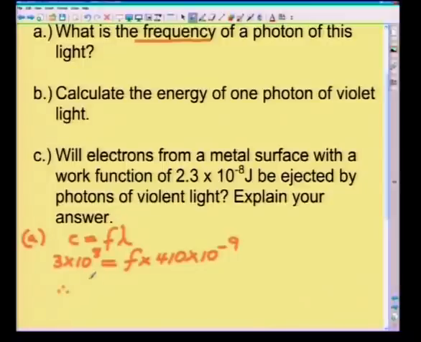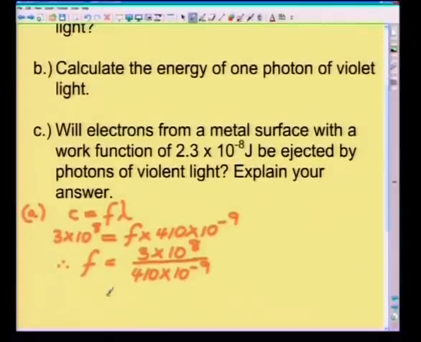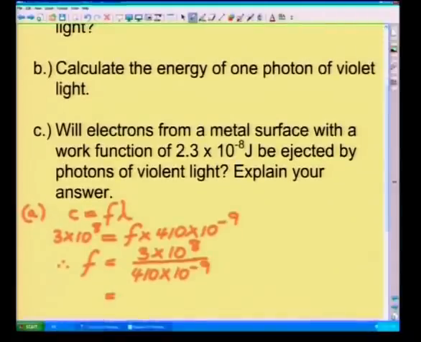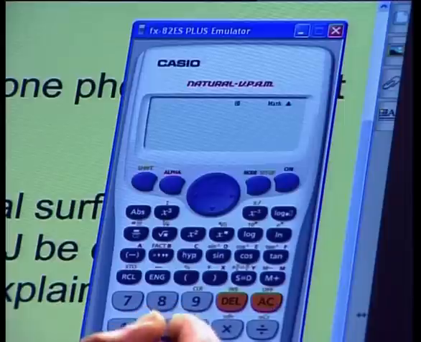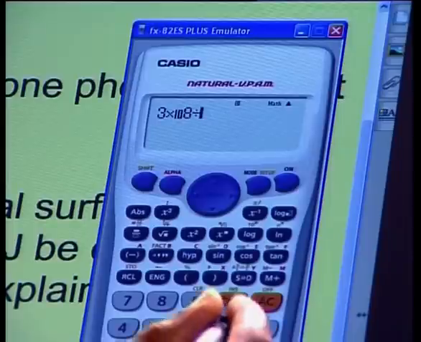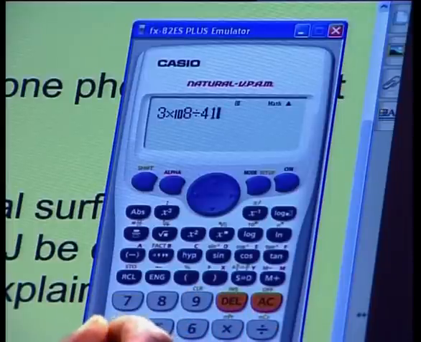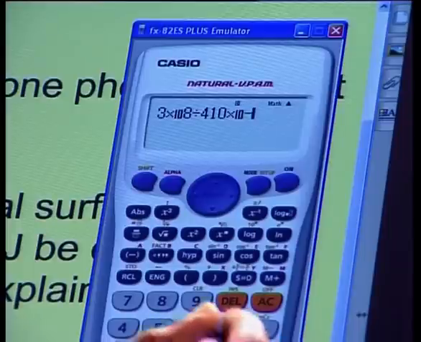Therefore, I can now find my frequency, which will be given by 3 by 10 to the power 8 divided by 410 by 10 to the power minus 9. That will be the frequency of violet light. Now, here we need our calculator to quickly help us. We have 3 by 10 to the power 8 divided by 410 by 10 to the power minus 9.